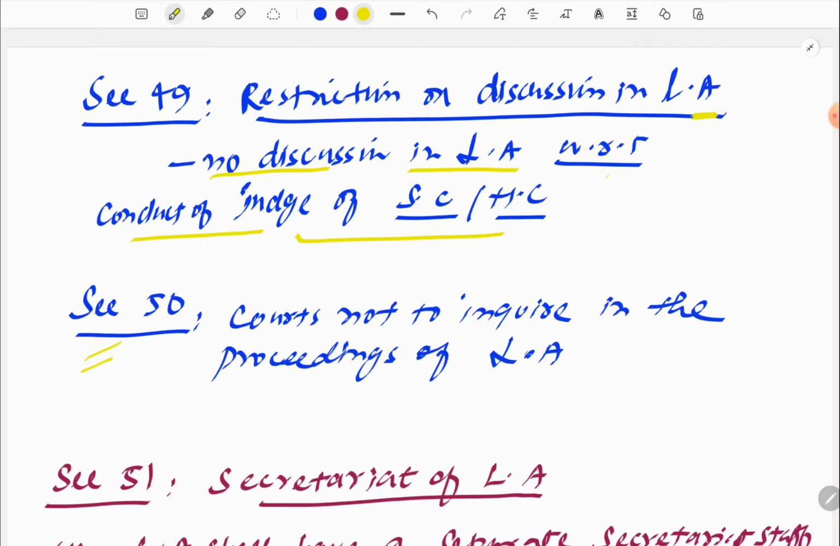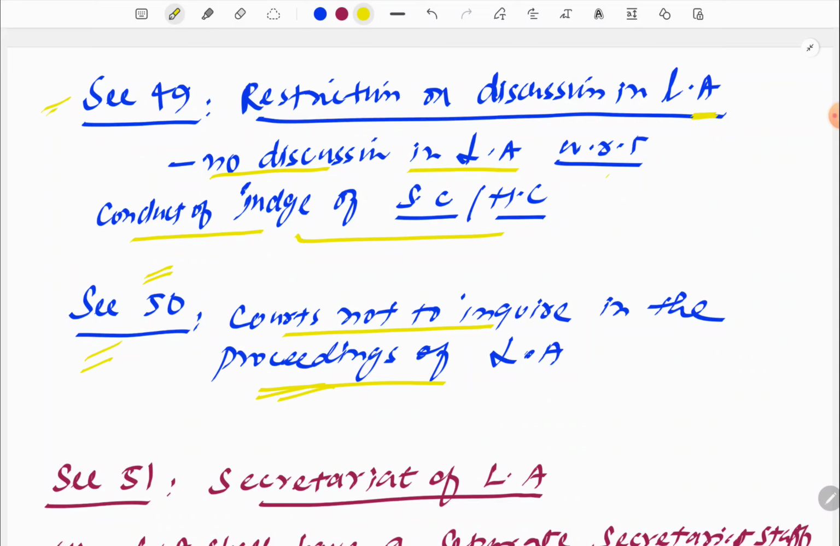Section 50 shows you the power of legislative assembly, or the separation of powers. Courts not to inquire in proceedings of legislative assembly means courts are not supposed to interfere in any proceedings of legislative assembly. Section 50, very important. Section 49 and 50, very important.